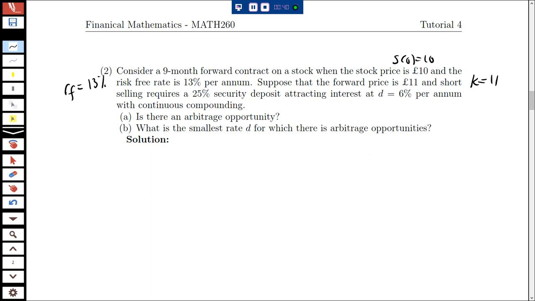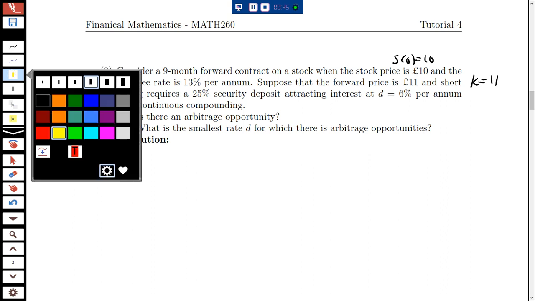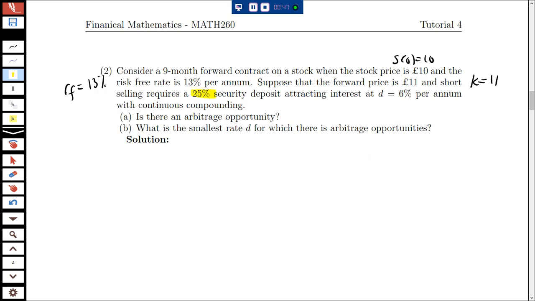And those other details, maybe I'll just highlight them, come back to them when I'm ready. So 25% security deposit on a short sell. And 6%, attracting 6%. And that's continuous.